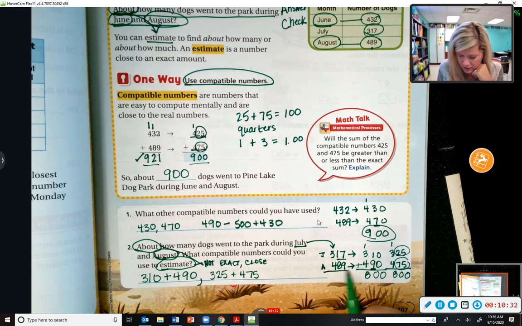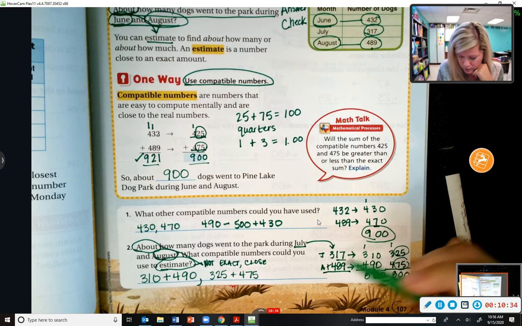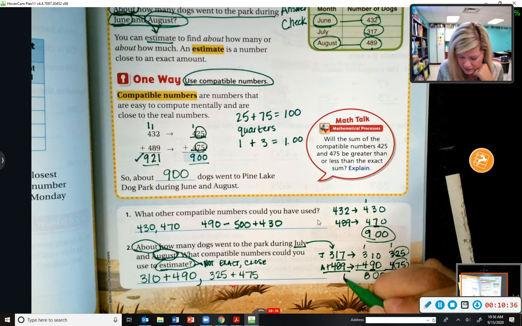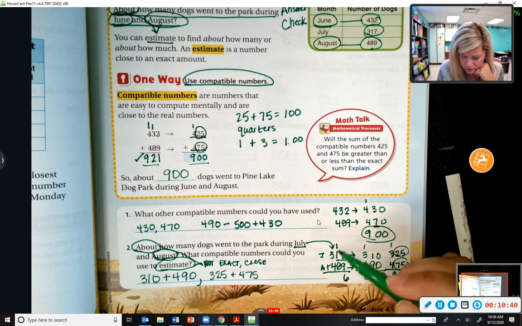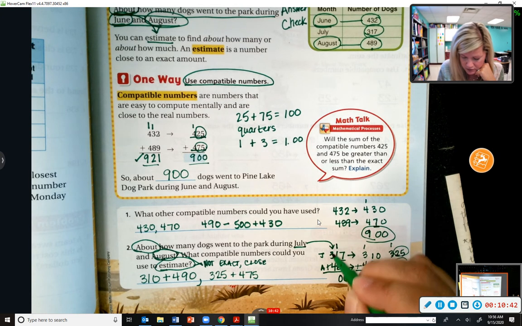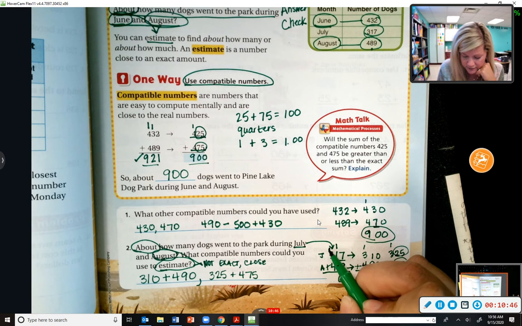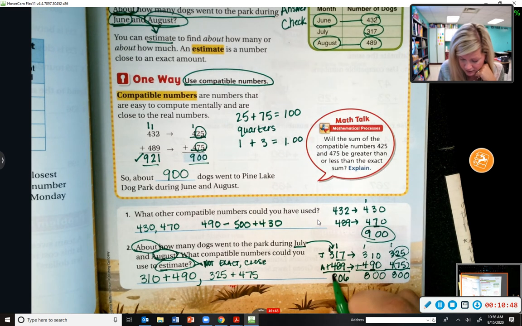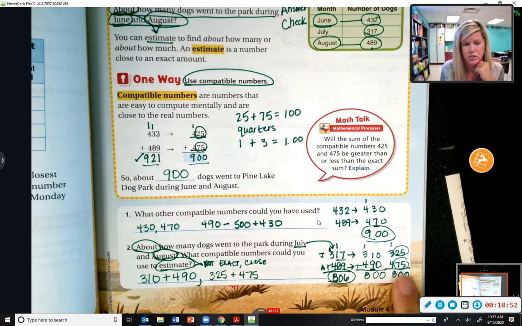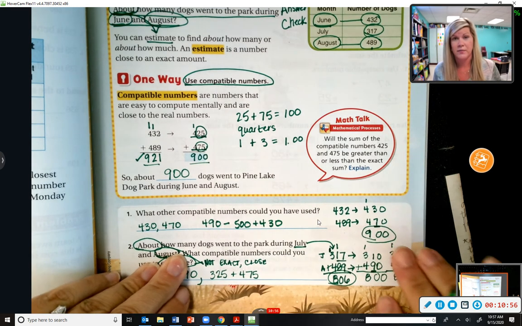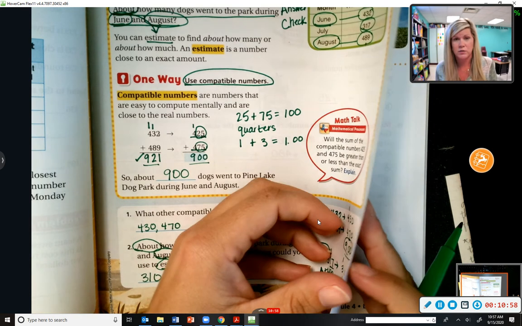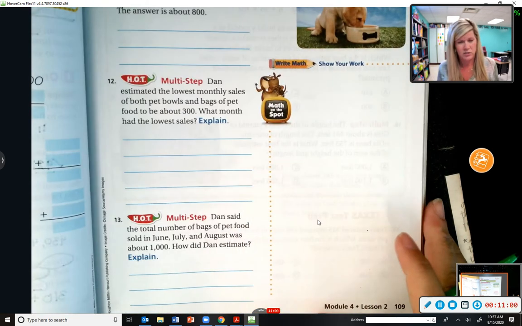Okay, so I'm just going to add up these numbers over here real quick. 7 plus 9 is 16. Make sure you carry. 8 plus 1 plus 1 is 10. We carry again. 4 plus 3 is 7, plus 1 is 8. 806. Now look how close that is to our estimates that we had. That's what you want. That way you know your answer makes sense and you didn't make a mistake somewhere.